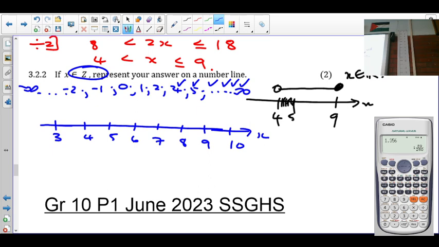So can it be equal to 4? No. There's no equal sign here, so it must have an open circle. 5 will have a closed circle, 6 closed, 7 closed, 8, 9, 10. You could have left that 4 out here if you like. So the dots represent the solution. So that's that.